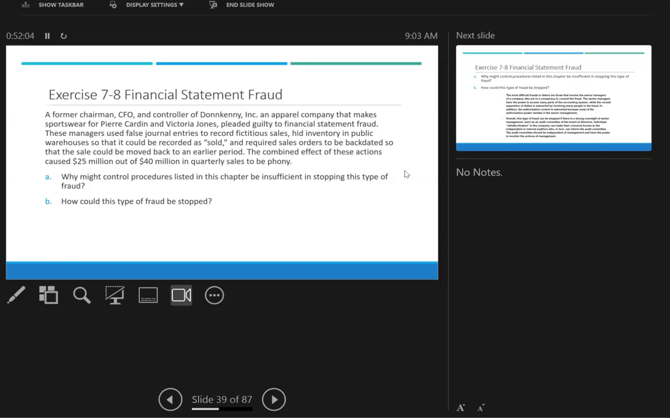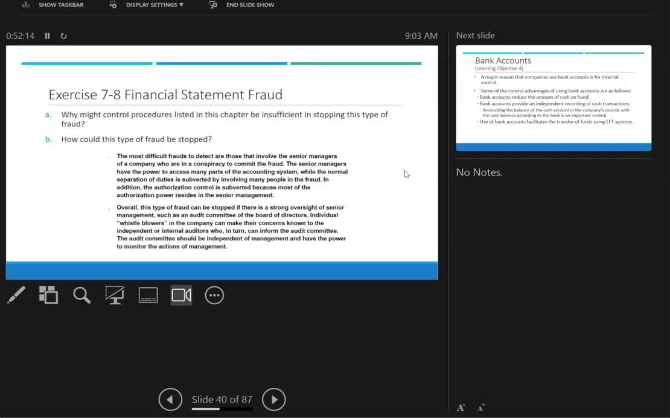Couldn't it be because he's a senior manager and he can circumvent controls? He can disregard the control procedures. So this type of fraud can be stopped if there's strong oversight of senior management, such as an audit committee of the board of directors. Individual whistleblowers in the company can make their concerns known to the independent or internal auditors.